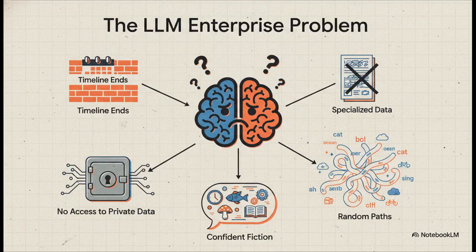So why does this even happen? Well, it boils down to a few really basic limits. First, these models have a knowledge cutoff. Their understanding of the world is literally frozen in time. Second, they have no idea about your company's specific niche, and this is the big one, they can't see your private data. They just can't.